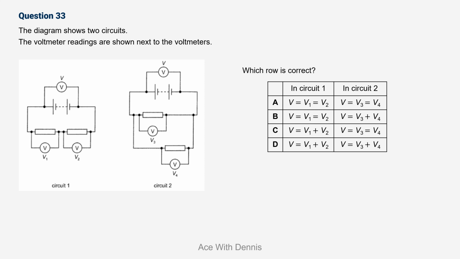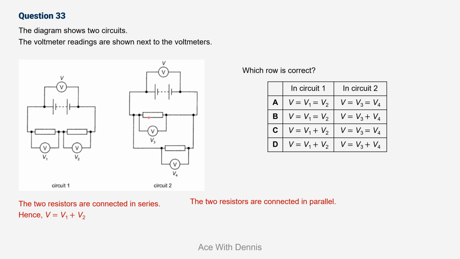To obtain the answer for this question, let's study the circuits one by one. In circuit 1, the two resistors are connected in series. So the sum of the potential differences across these two resistors is equal to V. Hence, V equals V1 plus V2. In circuit number 2, the two resistors are connected in parallel, which means that the voltages across components connected in parallel are the same. Hence, V equals V3 equals V4. So the answer for this question will be C.